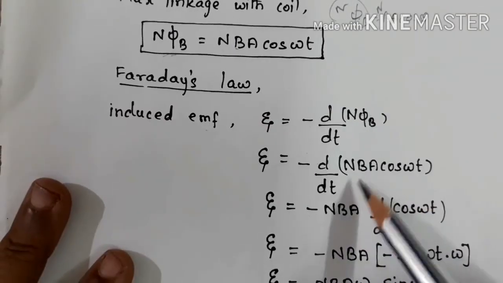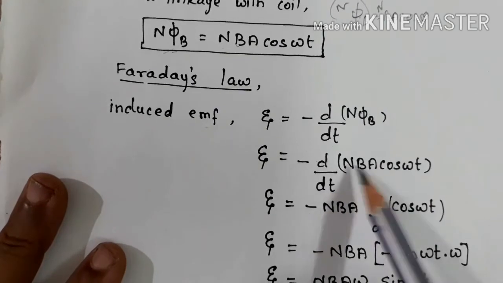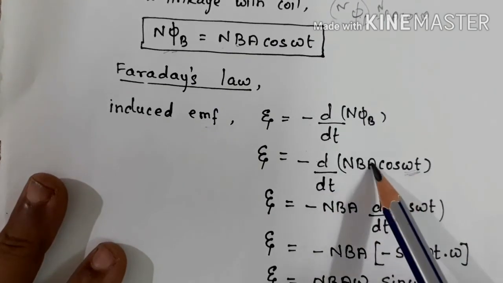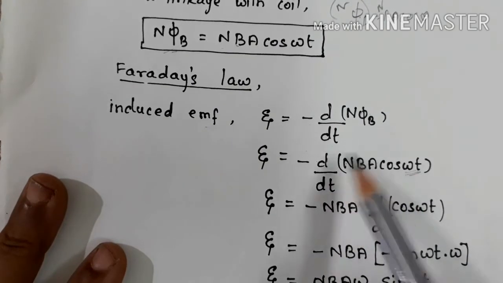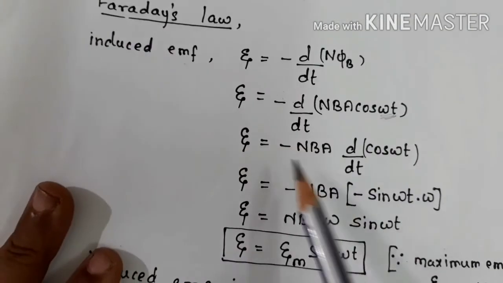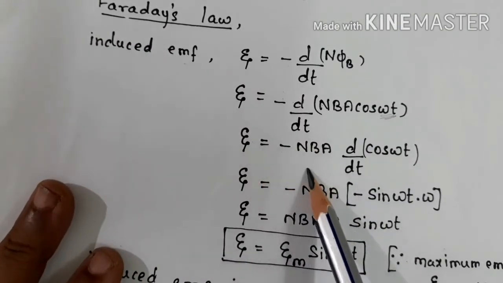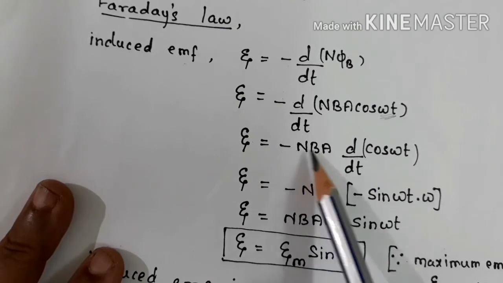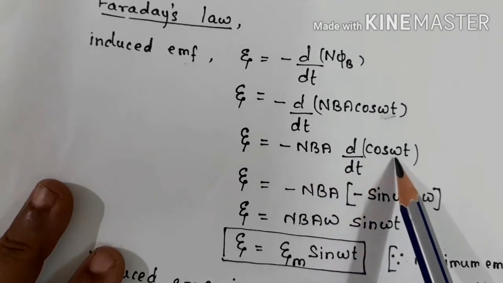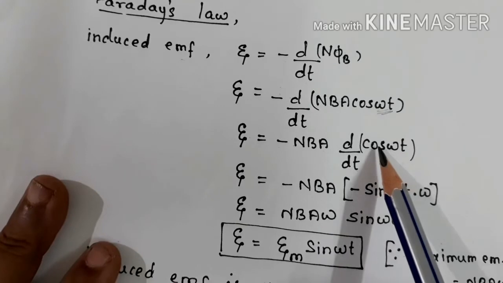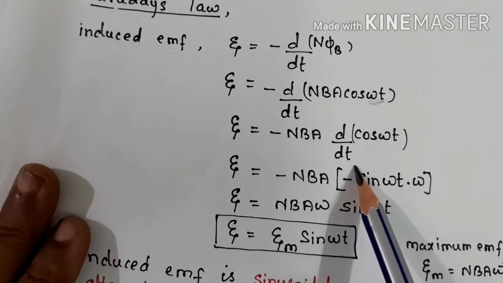Substitute it here. Now you know that all these are constant. We are going to change only theta. So take all N, B, A, everything out of the differentiation term. So you will get epsilon is equal to minus NBA d by dt of cos omega t. If you differentiate this cos omega t with respect to time, what will you get?